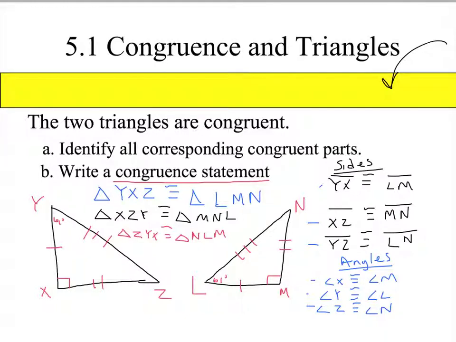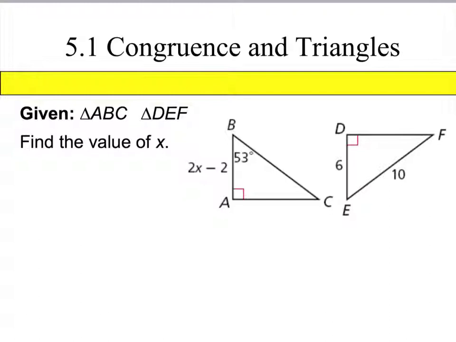Awesome. The last problem of the day gives us the information that triangle ABC is congruent to triangle DEF. Okay, and we are finding the value of X. So based on that congruence statement, you should be able to find X. I want you to try to see if you can find what X is. All right, give this one a shot.